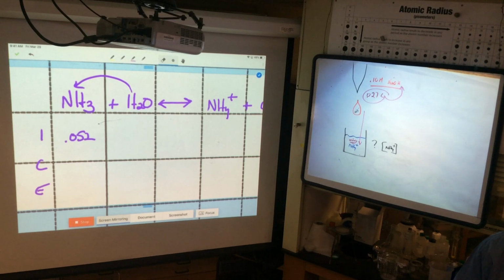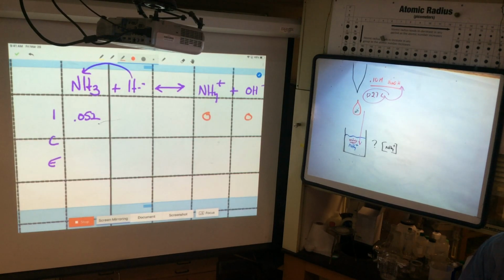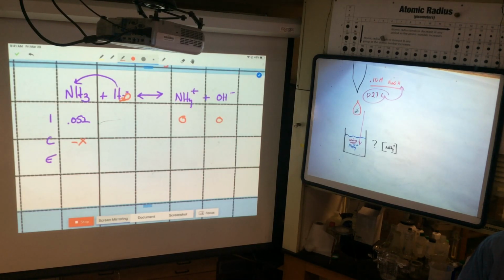Now, I don't care about the water. It's a liquid. Okay. Let's change this up with a color because I can. And we're going to assume we have what? 0 of that and 0 of that. And what do we know? Hey, this is going to be minus x. It's going to react with water to go forward somewhat. Okay, and guess what? This would be plus x. This is plus x. This is x, x, and this is 0.052 minus x.